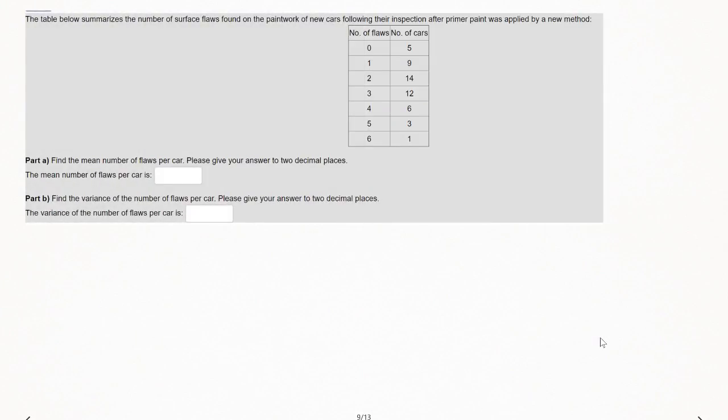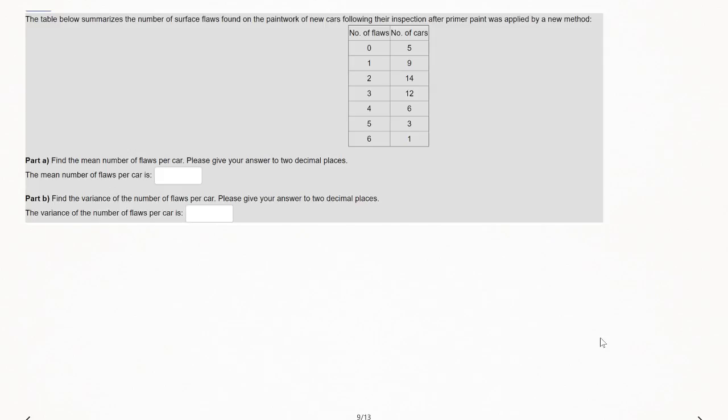Okay, so now we're getting back to expected values and things like that. So in terms of this problem, we have the table below summarizes the number of surface flaws found on the paintwork of new cars following their inspection after primer paint was applied by a new method. So we have 0 flaws being 5 cars. There's 9 cars with 1 flaw, 14 cars with 2 flaws, 12 cars with 3 flaws, 6 cars with 4 flaws, 3 cars with 5 flaws, and 1 car with 6 flaws.